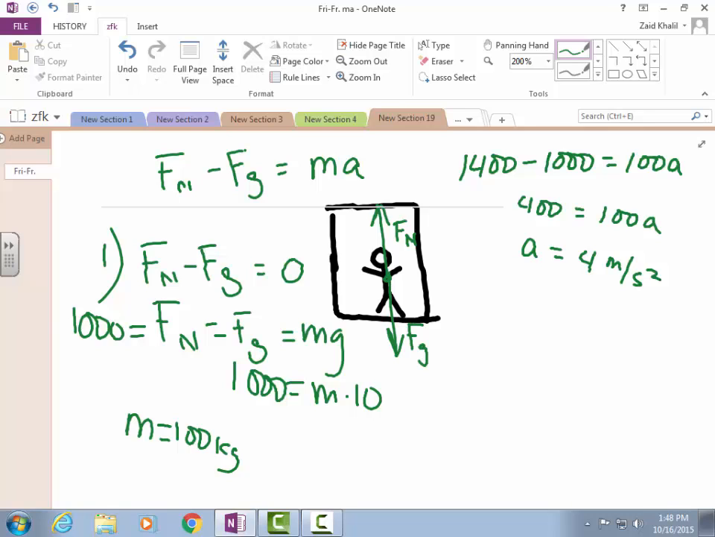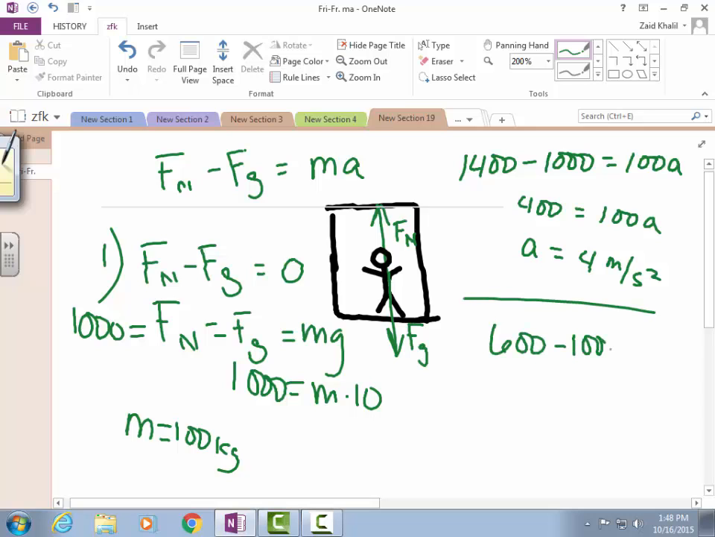So then what happens? All of a sudden he looks down at the scale and he sees himself losing weight. But is he losing weight? No. It's just that Fn goes to, how much? 600. So you have 600 minus 1,000, because that weight doesn't change. His Fg is always 1,000. And that's equal to 100 times a. And what do you get here? 600 minus 1,000 is negative 400. And that's equal to 100a, which means a is equal to negative 4 meters per second squared.